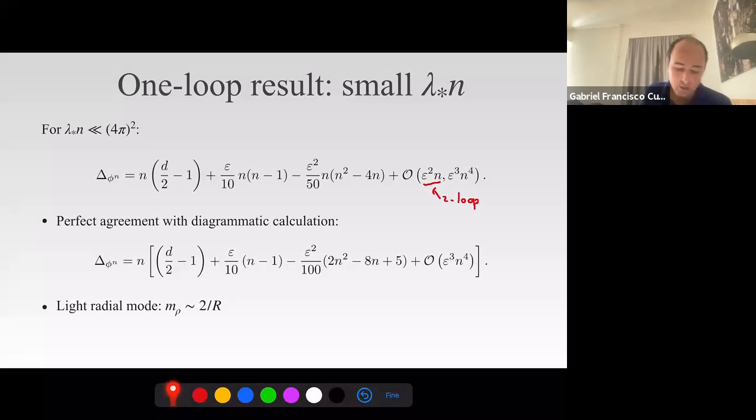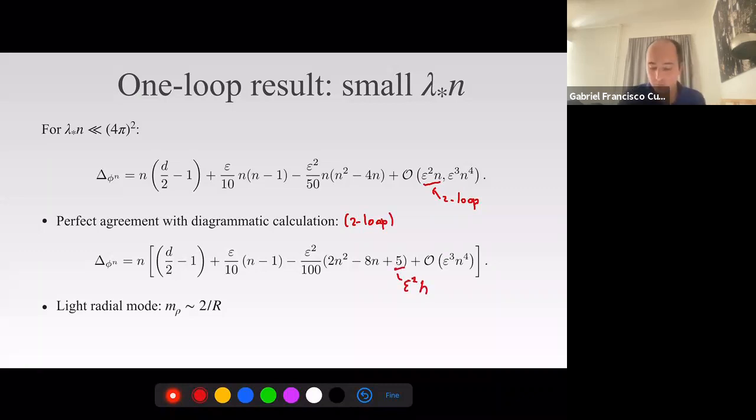What's important is that this result perfectly agrees with diagrammatic calculations, this is a two-loop diagrammatic calculation. The two-loop diagrammatic calculation also contains the epsilon square n term. Notice there is an m in front. But besides this term that I didn't compute in the semi-classics, all the others agree. So this validates the semi-classical idea.